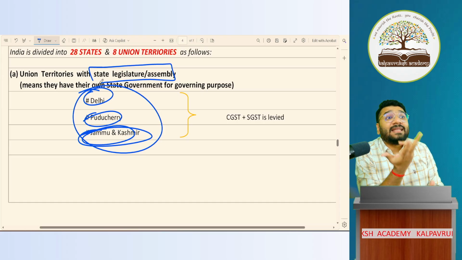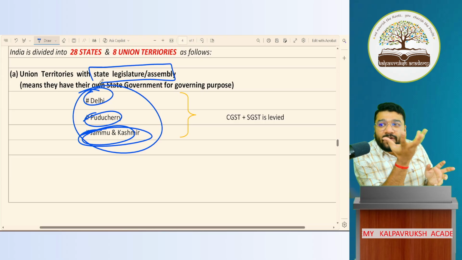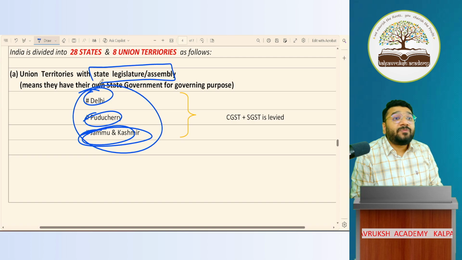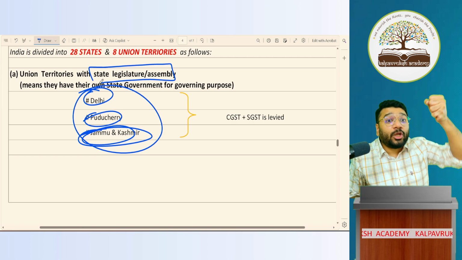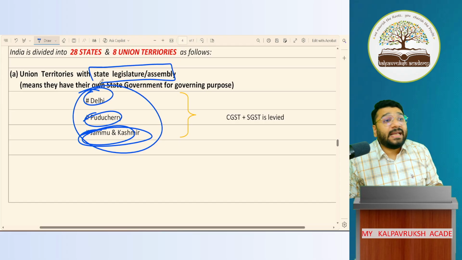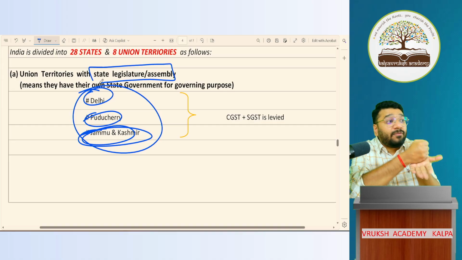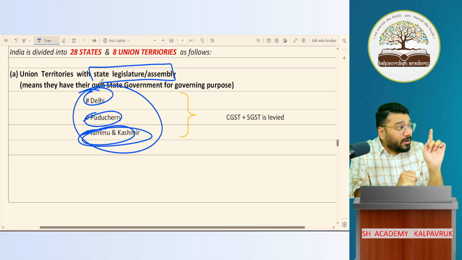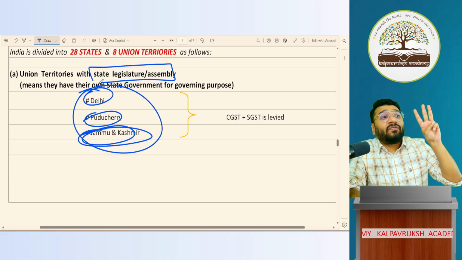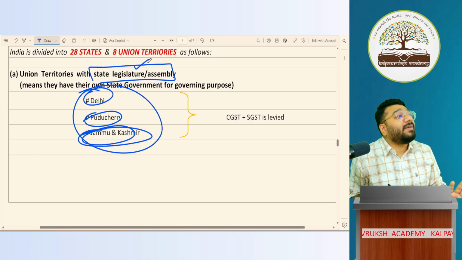In the assembly, what do they discuss? They discuss the development of the state. The state of affairs of that particular state is discussed in that assembly, which means they have their own government. Tamil Nadu has its own state government. Karnataka has its own state government. Kerala has its own state government. All the states have their own state legislative assembly, which is responsible for decision making. Like that, out of 8 union territories, there are 3 union territories that have their own state legislative assembly.